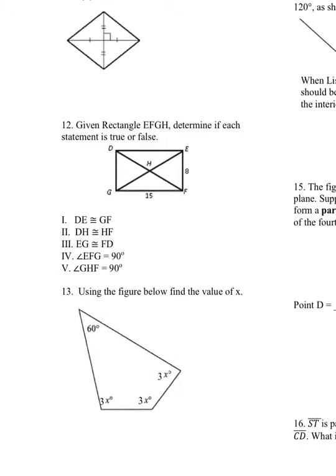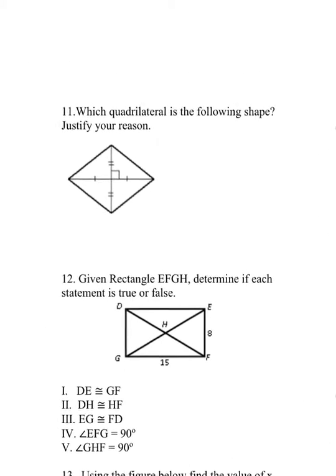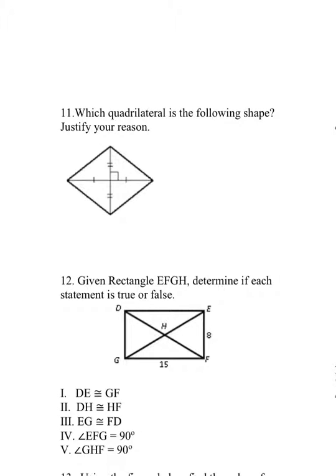Lock rotation. Okay. So which quadrilateral is the following shape? Justify your answer. This is a rhombus. A couple things going on here. So you can see the diagonals.